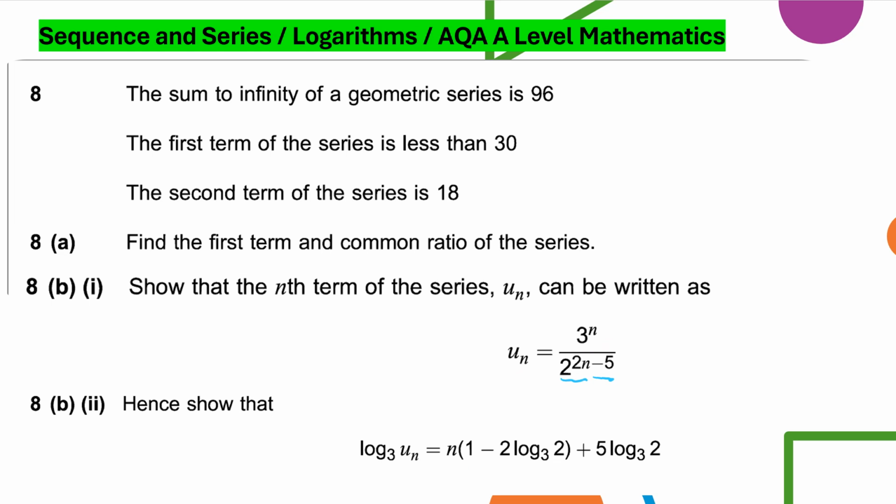So let's start with the first bit. What we need to do is find the first term and the common ratio. So we're given the sum to infinity of the geometric series. Suppose a is the first term, so let a be the first term and r be the common ratio.